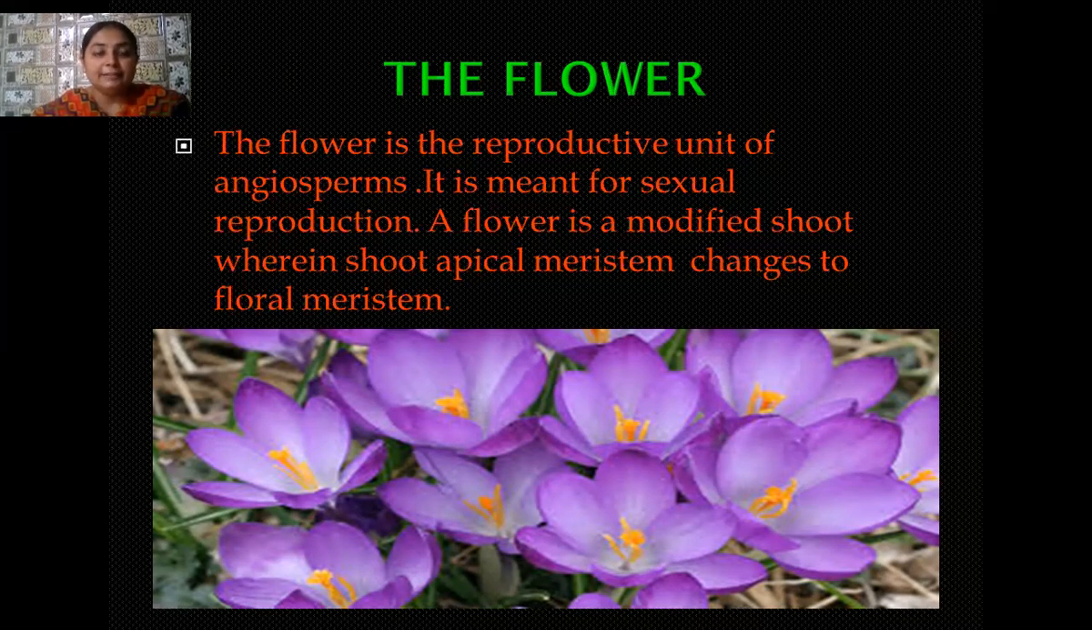Though you know that the growth period is not limited in the case of plants. It continues throughout the time period. But whenever a flower appears, that can be considered as the initiation of the reproductive phase. So what is this flower? This flower is actually the unit of reproduction in angiosperms, and it is meant for the purpose of sexual reproduction.